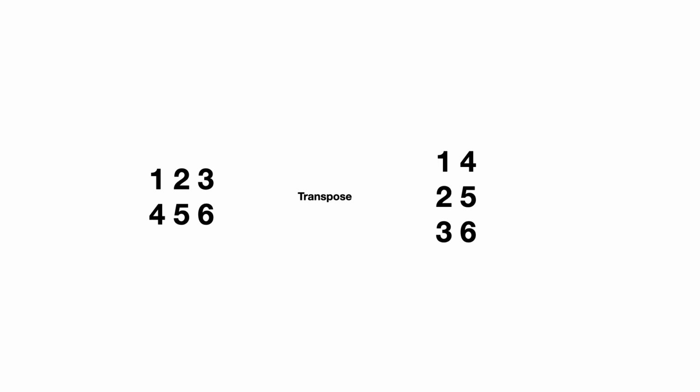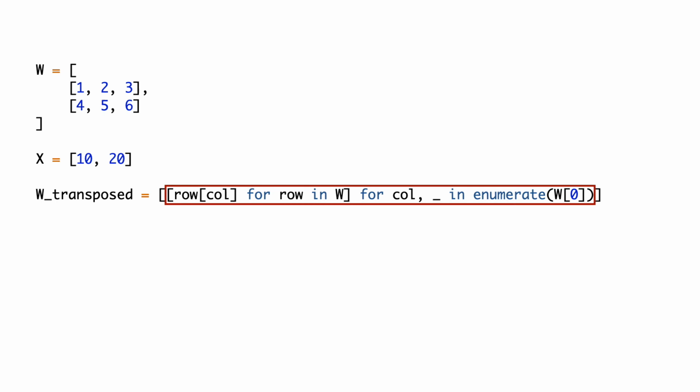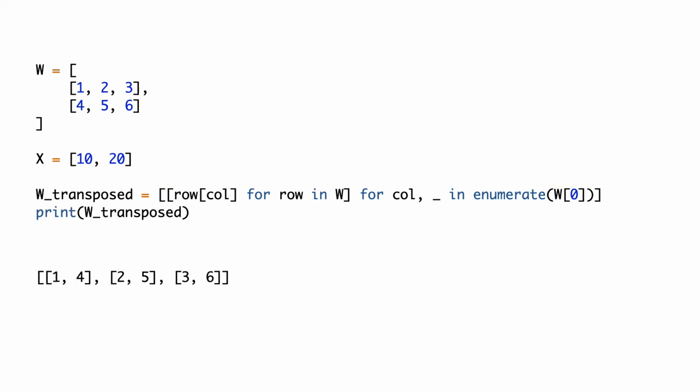Let me show you how to transpose a matrix in Python. I use list comprehension to transpose the matrix. I print the result. Now we have 3 rows and each row has 2 columns. Just what we need. Here is the transposed weight matrix. And here are the inputs. Technically, they are in a structure called a column vector.